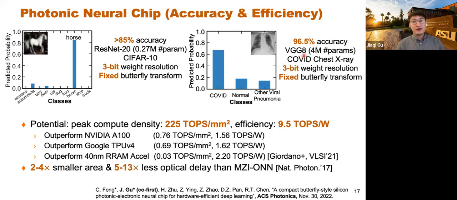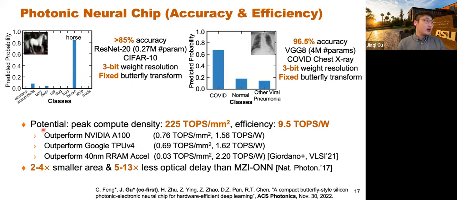And also we do some very interesting biomedical application, like COVID detection based on chest X-ray images on VGG8. And you can see with the same setting, you can achieve over 96.5% accuracy to separate the COVID cases from the other normal cases.